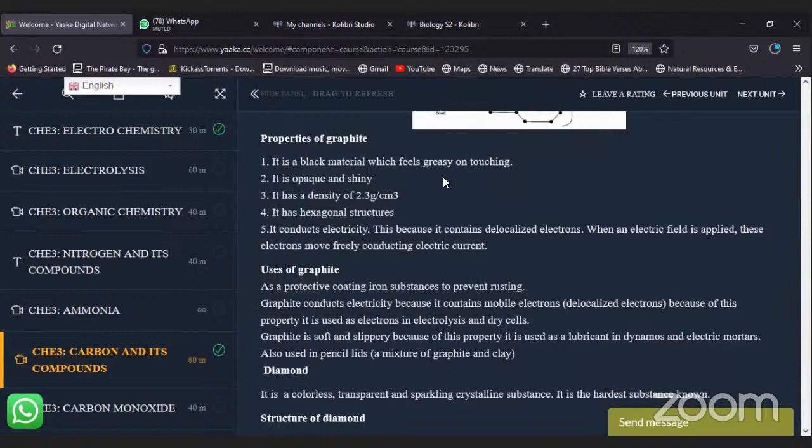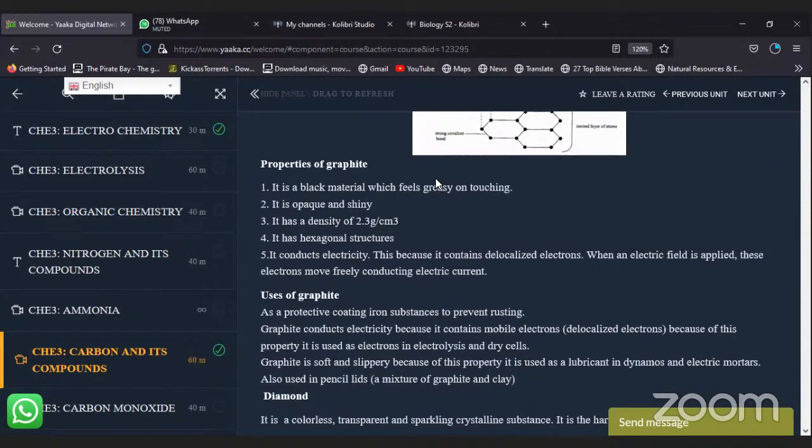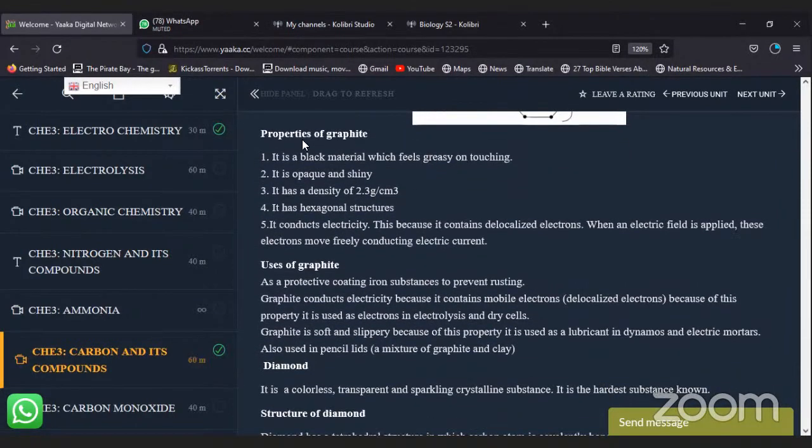All right. So that is the structure of graphite. And if you have any questions, feel free to ask. Now, after looking at the structure of graphite, let us look at the properties. What are the properties of graphite?